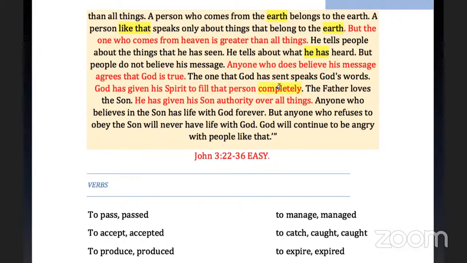The Father loves the Son. He has given his Son authority over all things. Anyone who believes in the Son has life with God forever. But anyone who refuses to obey the Son will never have life with God. God will continue to be angry with people like that. Thank you.